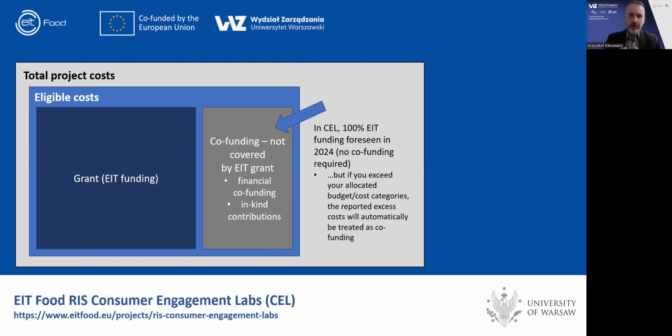I already know what it looked like last year, and we had some participants that were trying to report substantially higher costs than the costs that were initially planned. And EIT doesn't oppose such cases. So you are free to report as many costs as you wish, but just remember that there is a threshold of the level of budget that you have, and anything above this level would just become co-funding. So that's what happened to your colleagues from last year, and I just want to warn you that you need to stay within the budget that was described in your project application.